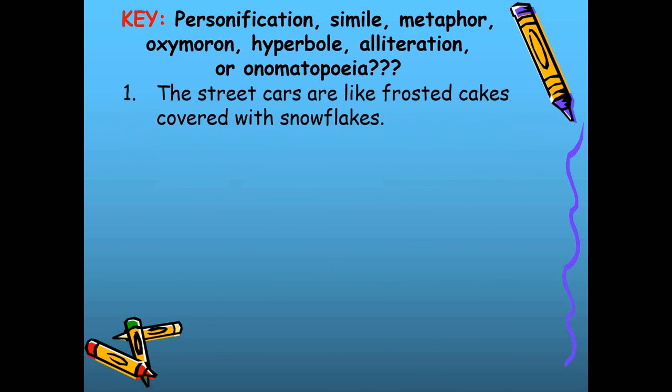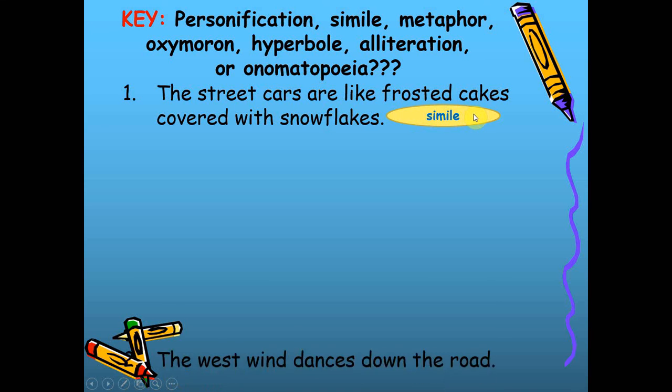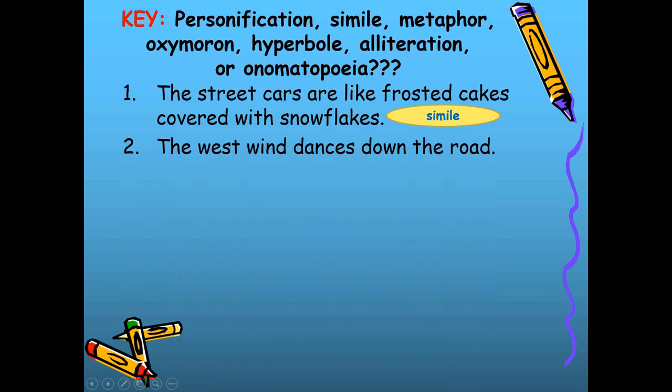The first sentence, the streetcars are like frosted cakes. I'm comparing the streetcars to frosted cakes, and I'm using like, so this is a simile. The west wind dances down the road. The west wind cannot dance because it's not a human being, so this is personification.